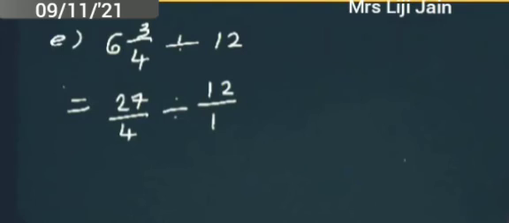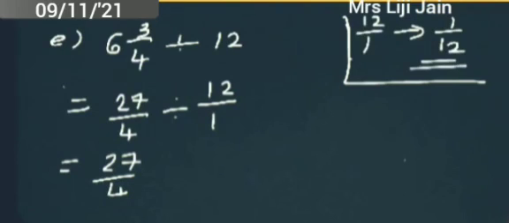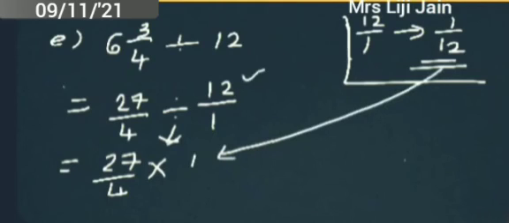Now we can apply the rule for dividing two fractions. What is the rule? Write the first fraction as it is and find the reciprocal of the divisor fraction. Which is the divisor fraction here? 12/1. Which is the reciprocal of 12/1? 1/12. So division has to be converted to multiplication, and instead of 12/1 we write the reciprocal, 1/12.